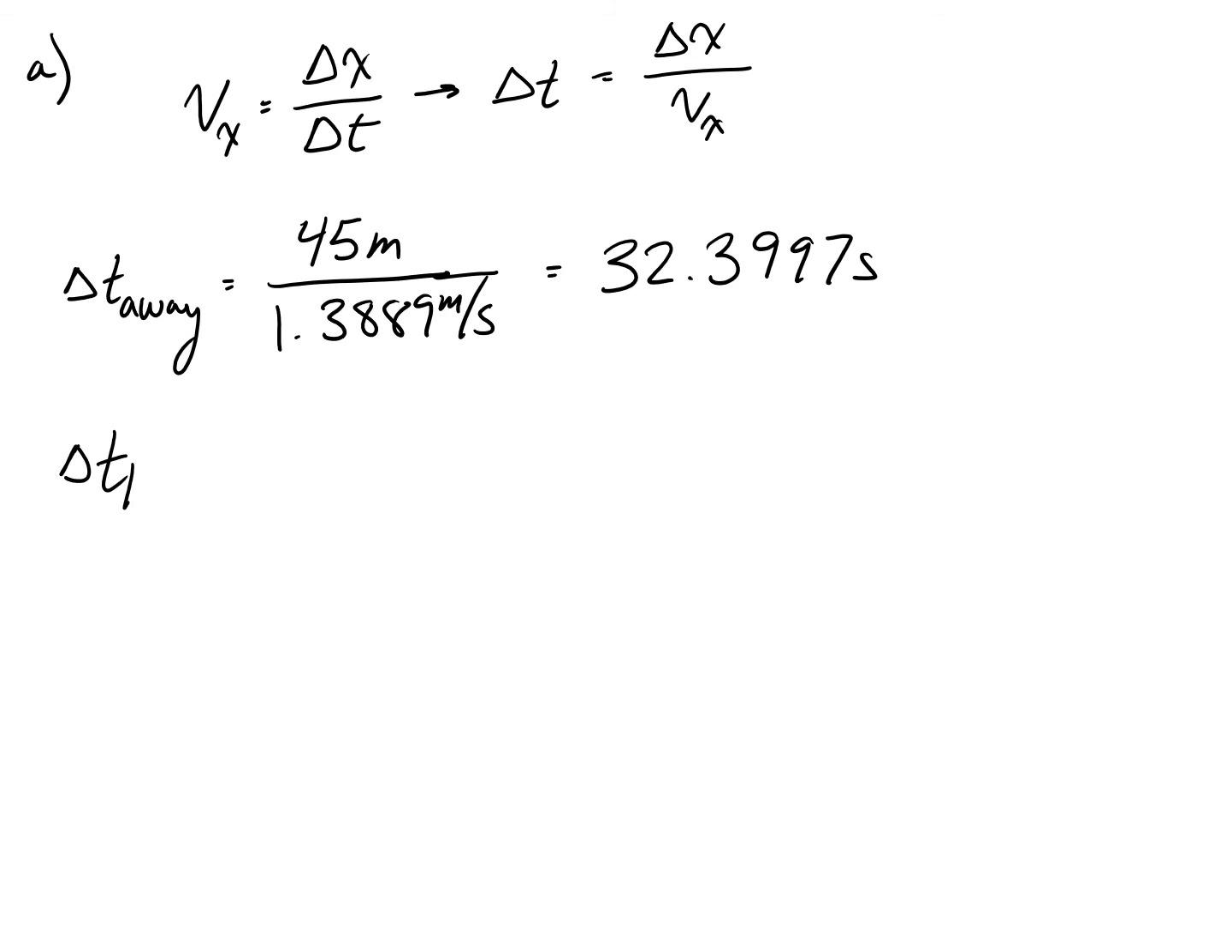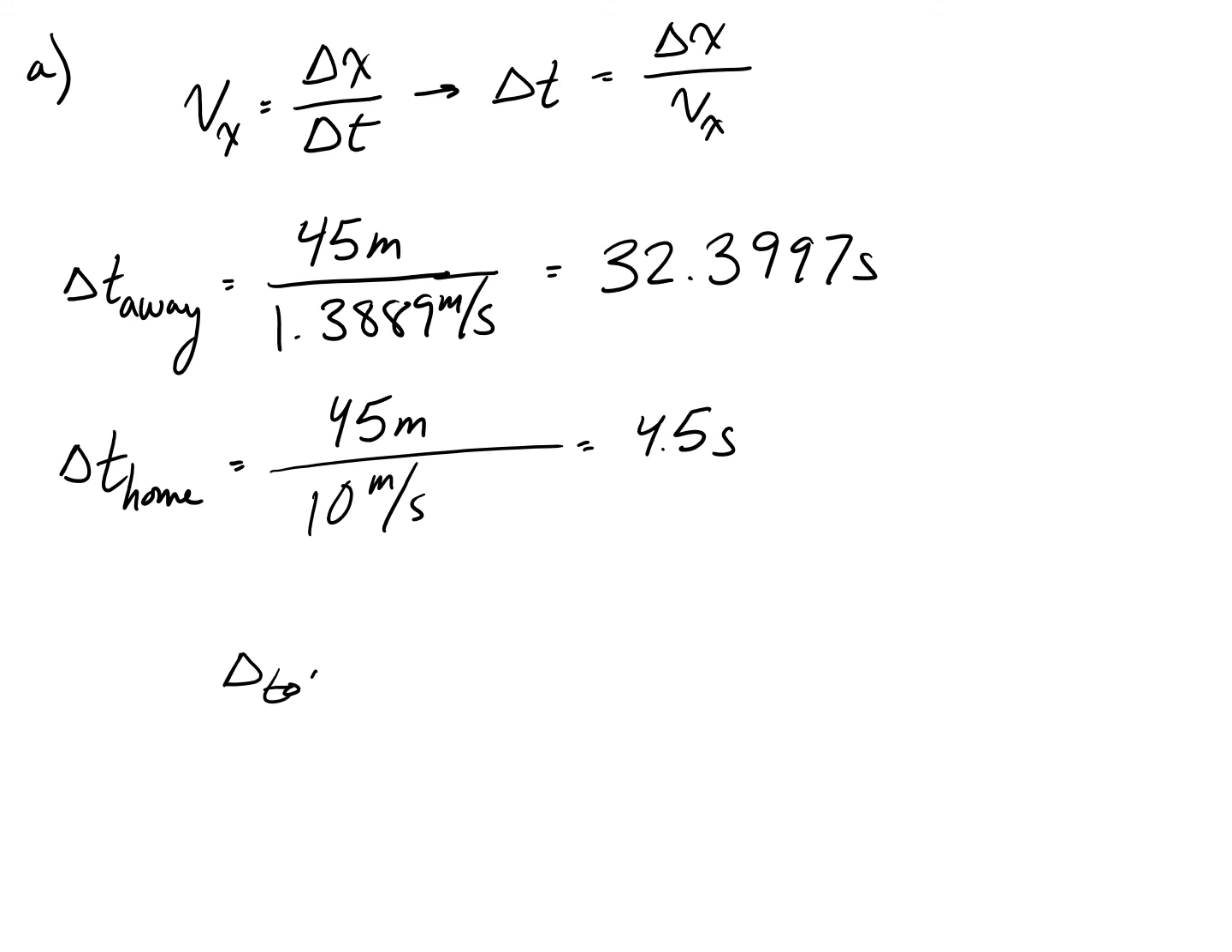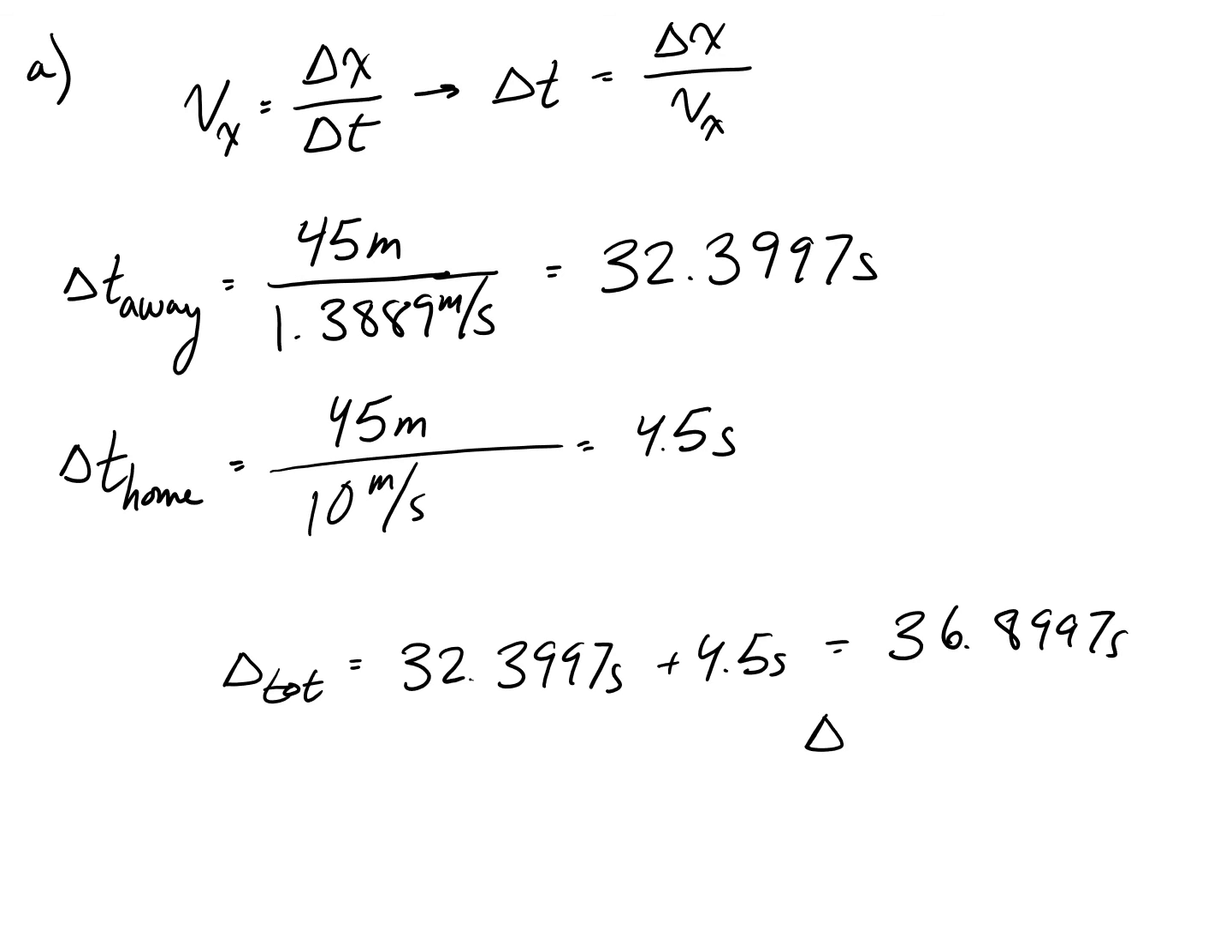I now need to find the time home. Again, I'm sprinting 45 meters at 10 meters per second, so 4.5 seconds. The total time is just going to be my 2 times added together. So 32.3997 seconds plus 4.5 seconds. I got 36.8997 seconds, so the total time I'm outside is approximately 37 seconds.